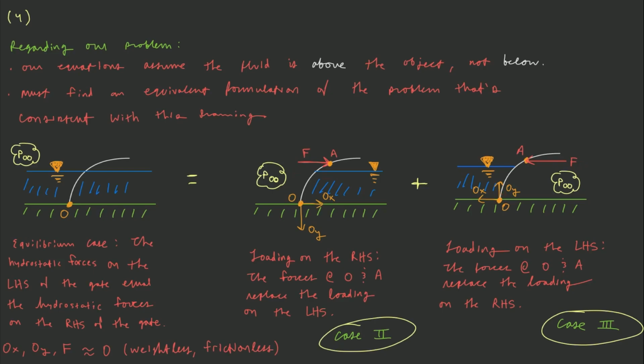So what we're imagining is that this case and this case are equal and opposite cases. The loading on the right-hand side and the forces at O and A replace the loading on the left-hand side, and the loading on the left-hand side and the forces at O and A replace the loading on the right-hand side. Basically, these two cases are equal and opposite. So we can solve for this case, even though it's not technically our problem, and then reverse the signs of the results we get for OX, OY, and F, and we know that that's the answer to the actual problem we have.